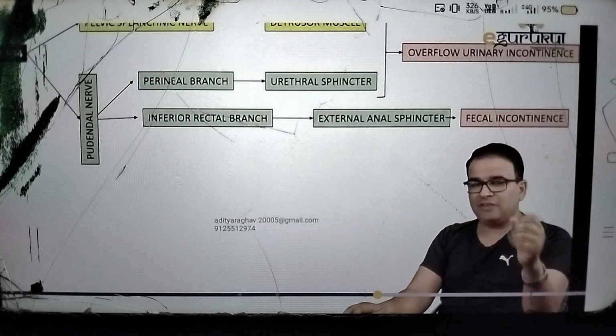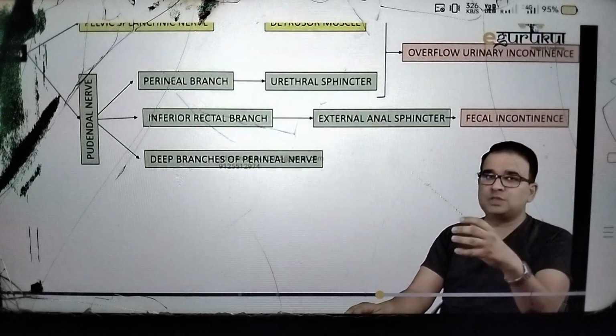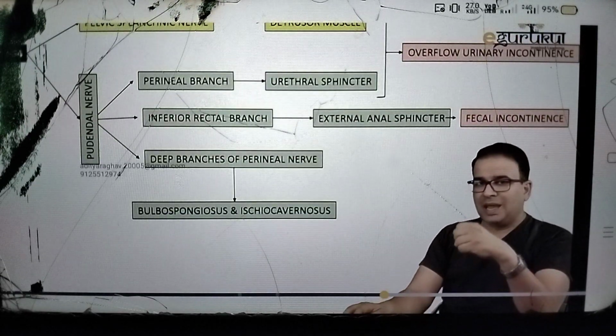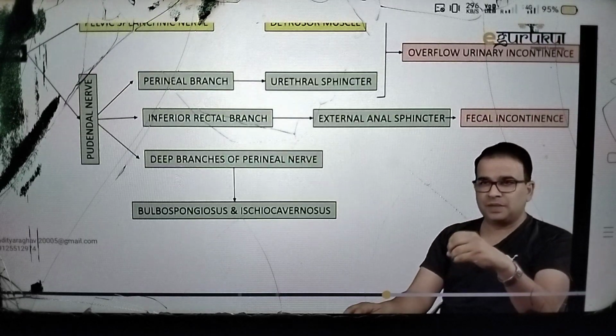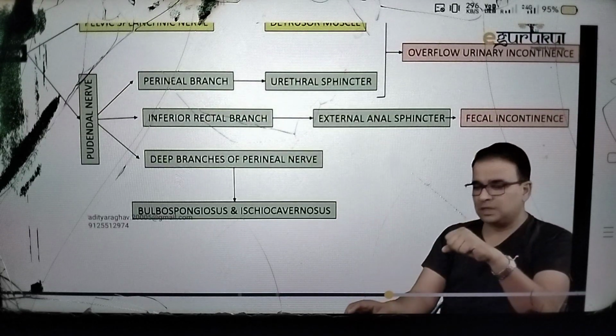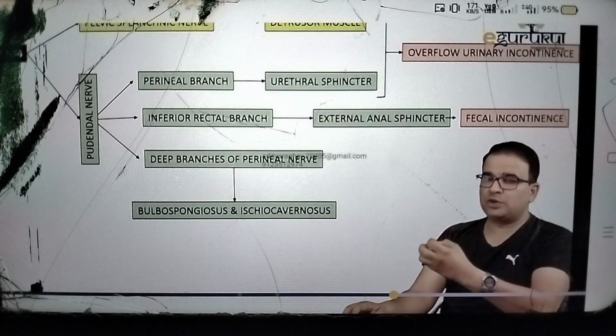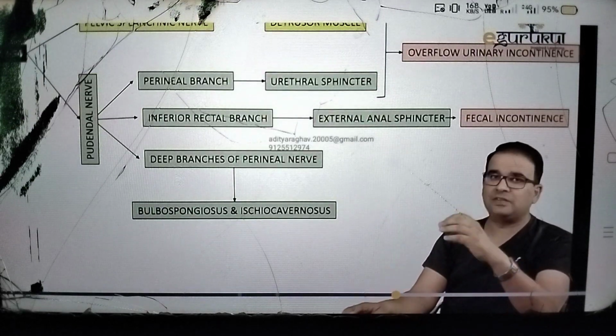And also we have the deep perineal branches of the perineal nerve, which supply the muscles bulbospongiosus and ischiocavernosus, the muscles present in the superficial perineal pouch. These muscles are important for maintaining erection. When these muscles contract, they obstruct the venous blood flow coming from the superficial vein of the penis. So if the perineal nerve is affected, the bulbospongiosus and ischiocavernosus will not contract, they will not be able to obstruct the venous blood flow, and that will lead to impotence.